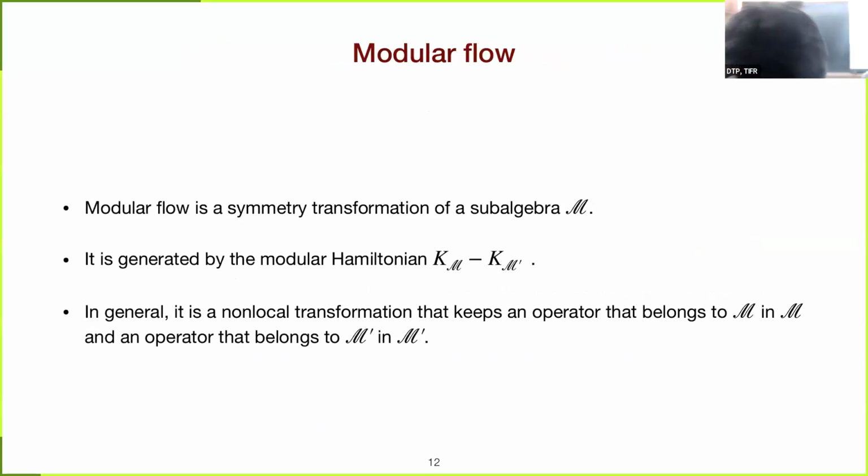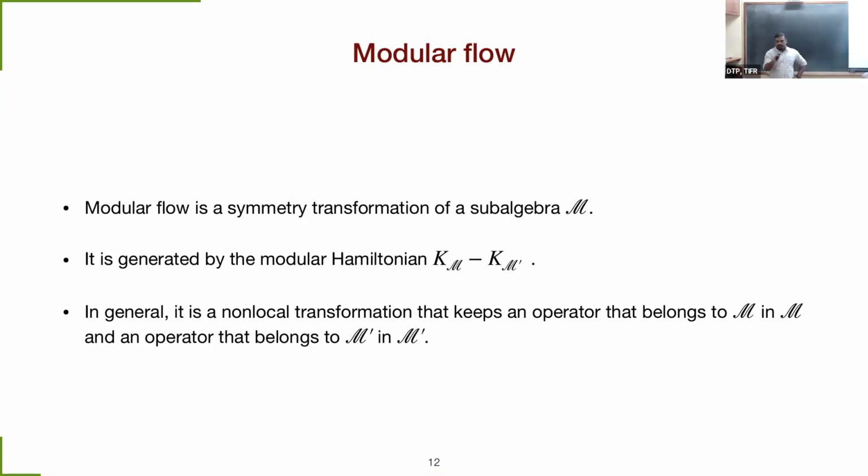Now, once you have a subalgebra, you can define this notion of modular flow. One can think of this as the symmetry transformation of the subalgebra. What it does is we take all transformations that keep the subalgebra M and its commutant invariant. You just keep them within it. It's basically more like reshuffling the operator algebra.